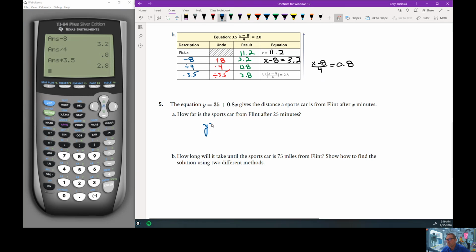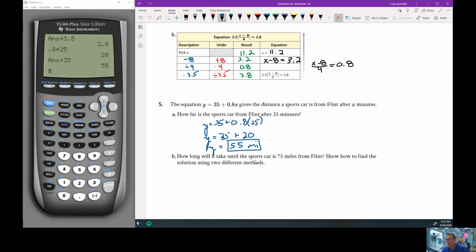So I'm going to do y equals 35 plus 0.8 times 25. So 0.8 times 25, that is 20 miles, meaning the car has traveled 20 miles since it left. But when you add that 35-mile head start that it already had, the car is 55 miles away from Flint after 25 minutes. So 55 miles.